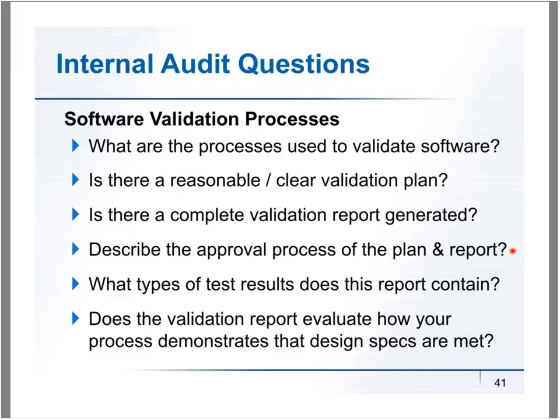So that's why the 97 Part 11 was basically, in a way, shelved. I come back to it because it is really important to know it, because it's eventually going to come back and all data will be electronic in the future. The FDA just cannot handle the semi-load of paper that it used to have to go through. Now, does the validation report evaluate how your process demonstrates that the design specs are met? This is the validation process for anything, even a chemistry method.